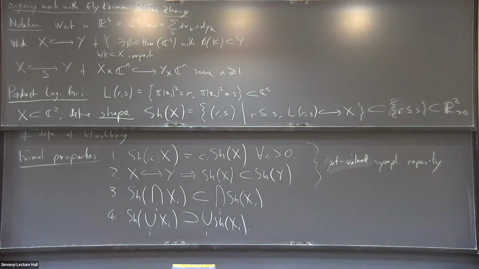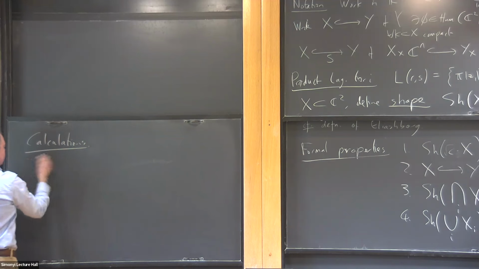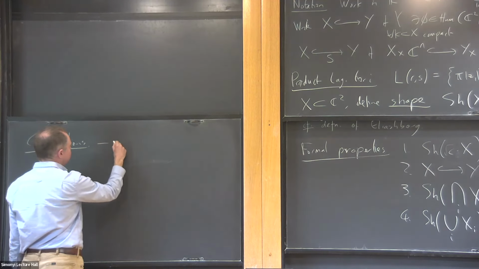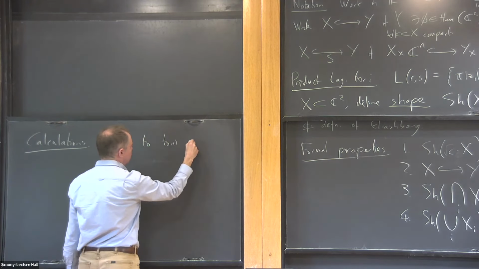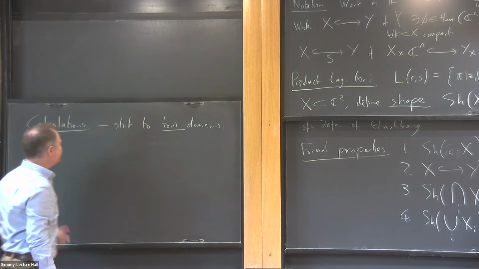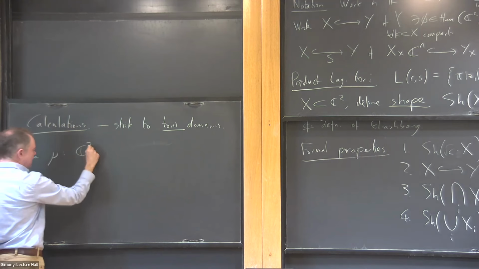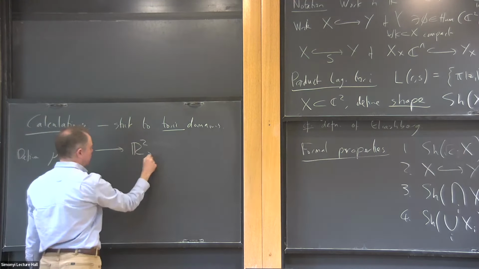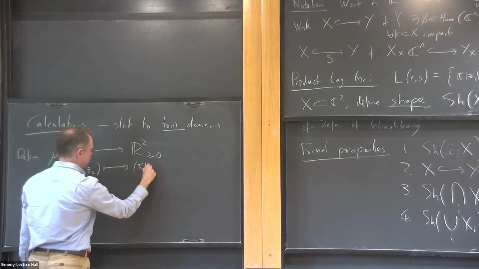Right, so let's see what these things look like. So calculations of these things. To do calculations here, I have to stick to what's called toric domains. So what does that mean? So there's a moment map, right? So define some notation, I have a moment map from C2 to R squared, sending (z1, z2) to (|z1| squared, |z2| squared).